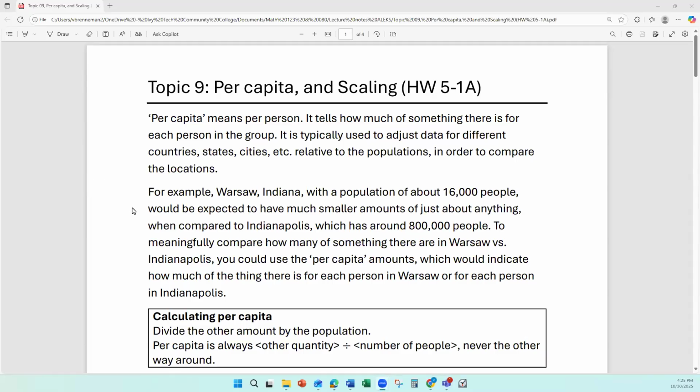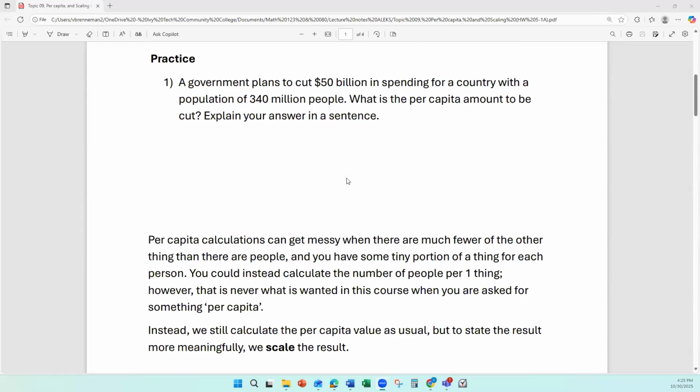This video is over topic 9, number 1 through 3, looking at per capita and scaling. So per capita is always going to be the amount of whatever it is you're talking about divided by the number of people. So per capita amount to be cut is going to be the total amount cut divided by the number of people. So we have here 50 billion. It's important to include that as part of the amount there. It's not just 50. 50 billion divided by 340 million.